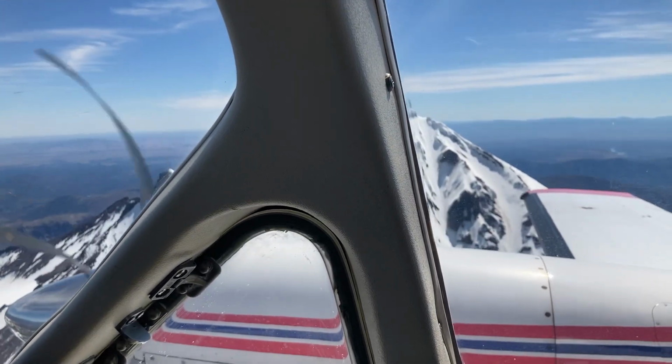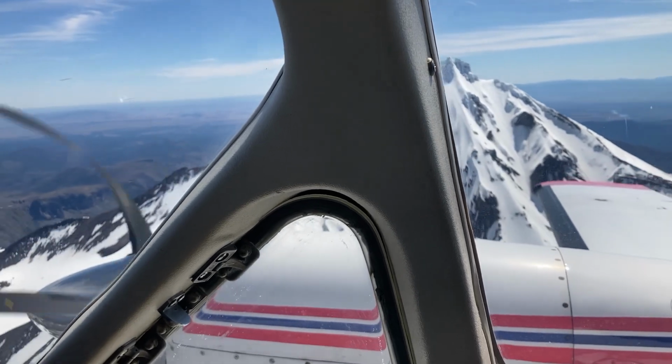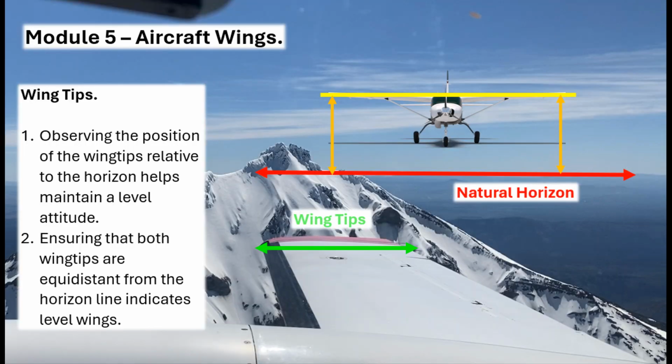Aircraft wings, wing tips. 1. Observing the position of the wing tips relative to the horizon helps maintain a level attitude. 2. Ensuring that both wingtips are equidistant from the horizon line indicates level wings.